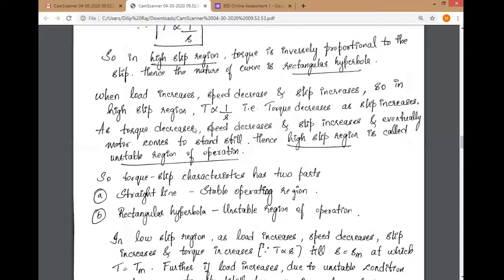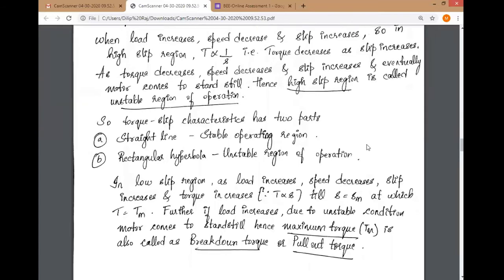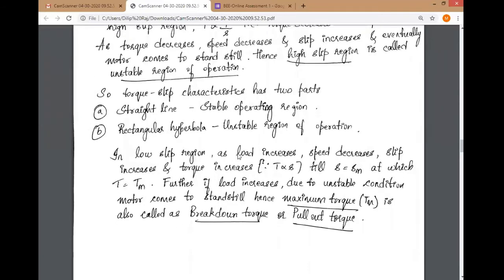As the torque goes on decreasing, torque and speed are directly proportional, because the force which is driving the load is in the form of speed. So as torque decreases, speed also decreases, and this further leads to an increase in slip, and this keeps on repeating, and eventually the motor comes to standstill. Hence, the high slip region is referred to as the unstable region of operation because there is an inversely proportional relation between torque and slip. Whereas in the low slip region, say if the load increases, speed decreases and slip will increase.